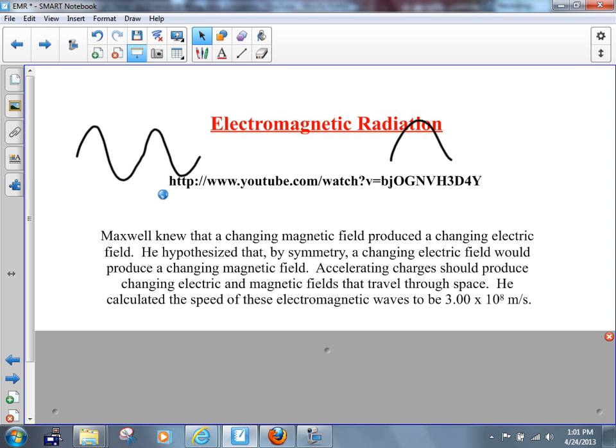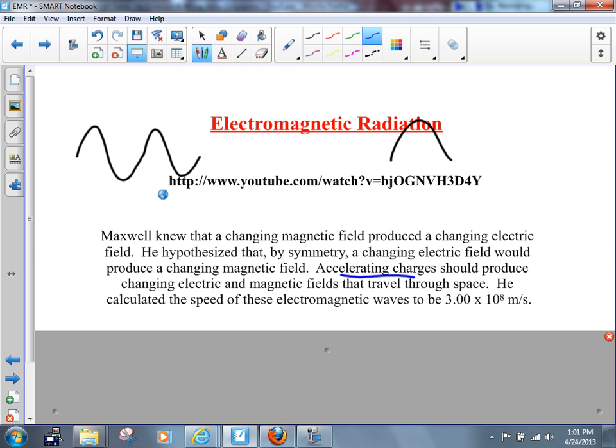Notice it didn't say a magnetic field produces an electric field and an electric field produces a magnetic field. In order to have this happen, it needs to be a changing electric field and a changing magnetic field, not just a constant one. And in order to get a changing electric and changing magnetic field, you need an accelerating charged particle, not just a charged particle that's at rest, and not just a charged particle that's moving at a constant speed, but rather one that's accelerating.